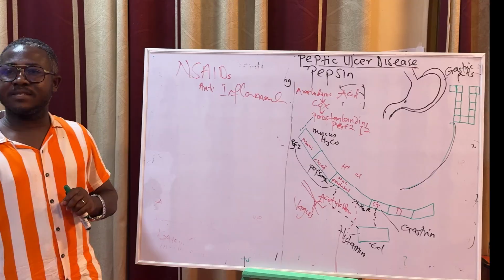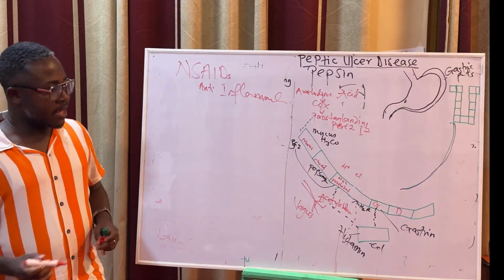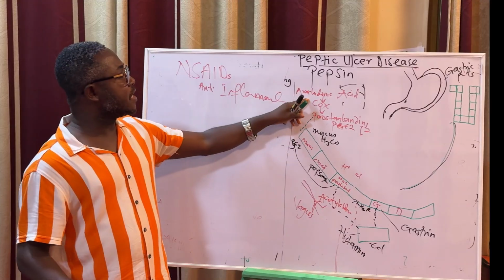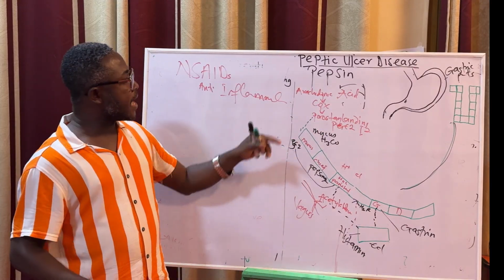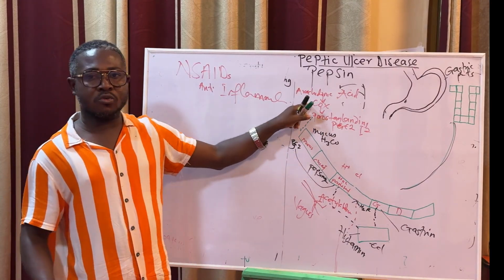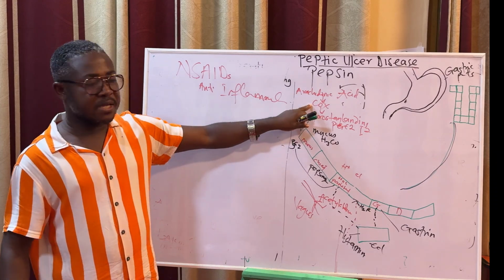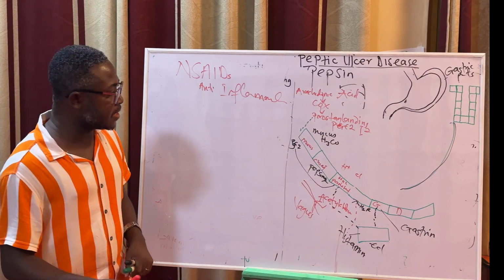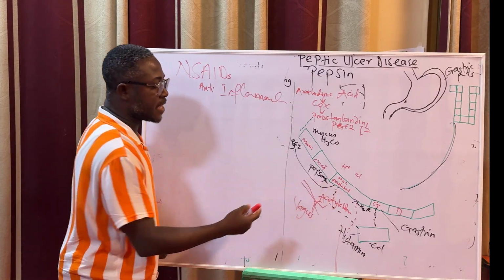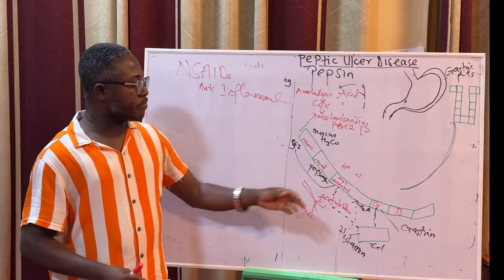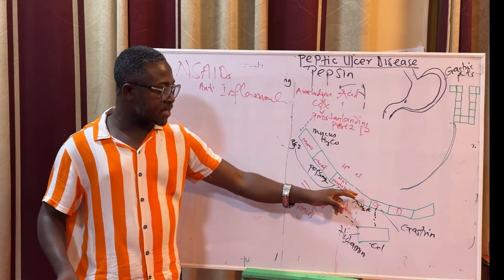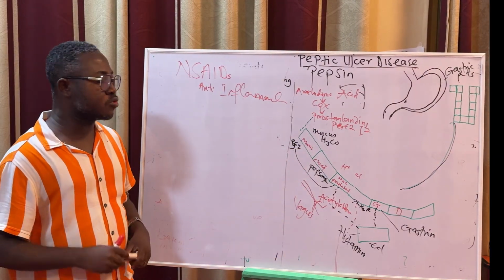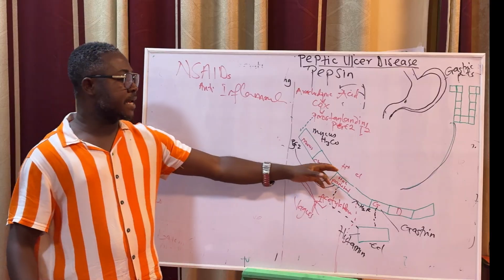So NSAIDs are against inflammation, and we just learned that in inflammation there's a release of arachidonic acid, and the arachidonic acid will produce COX, and the COX or the cyclooxygenase will also produce prostaglandin, and the prostaglandin will either inhibit parietal cells activity by preventing from producing too much hydrochloric acid, or stimulating the mucous cells to produce more mucus, which will help to protect the mucosal lining.